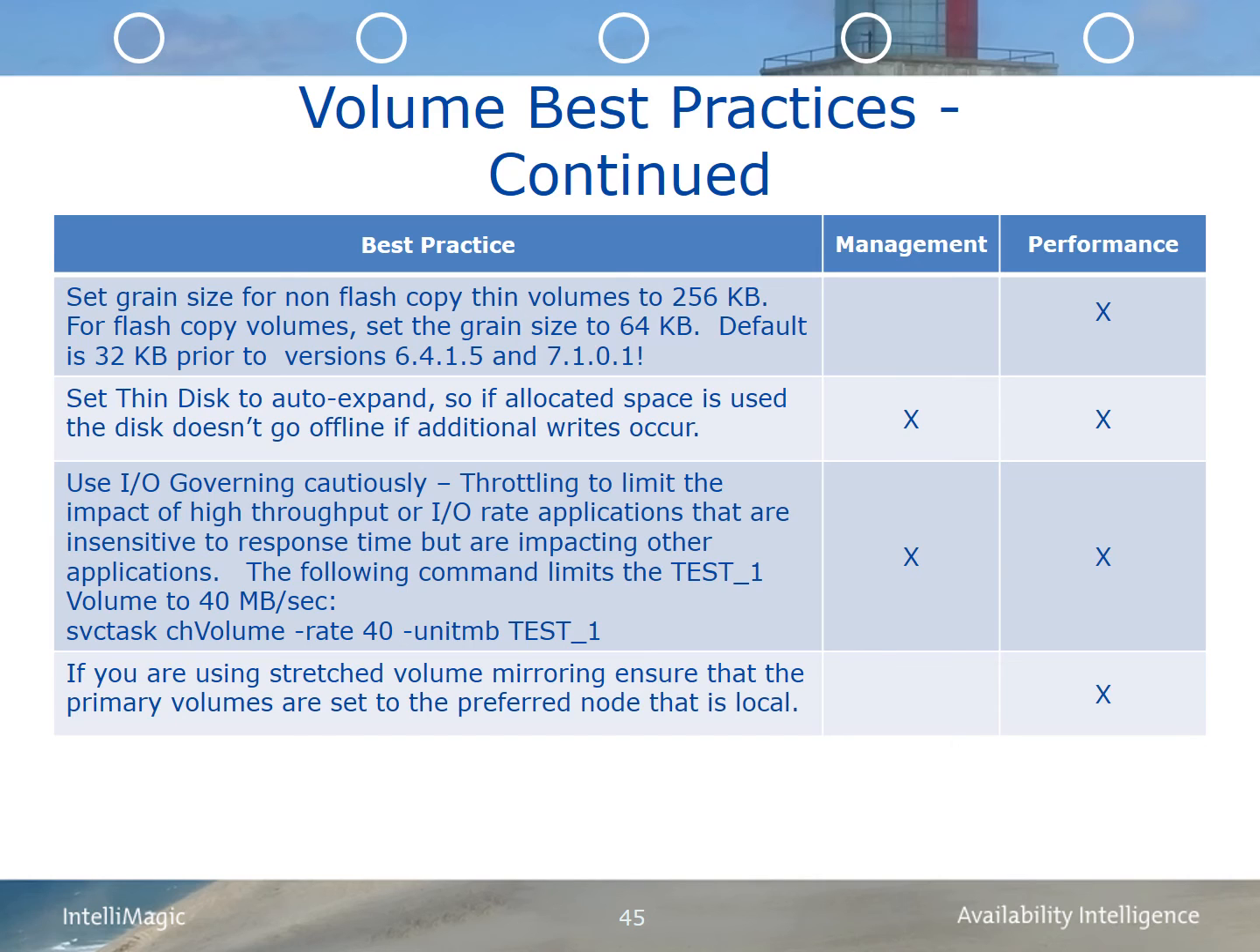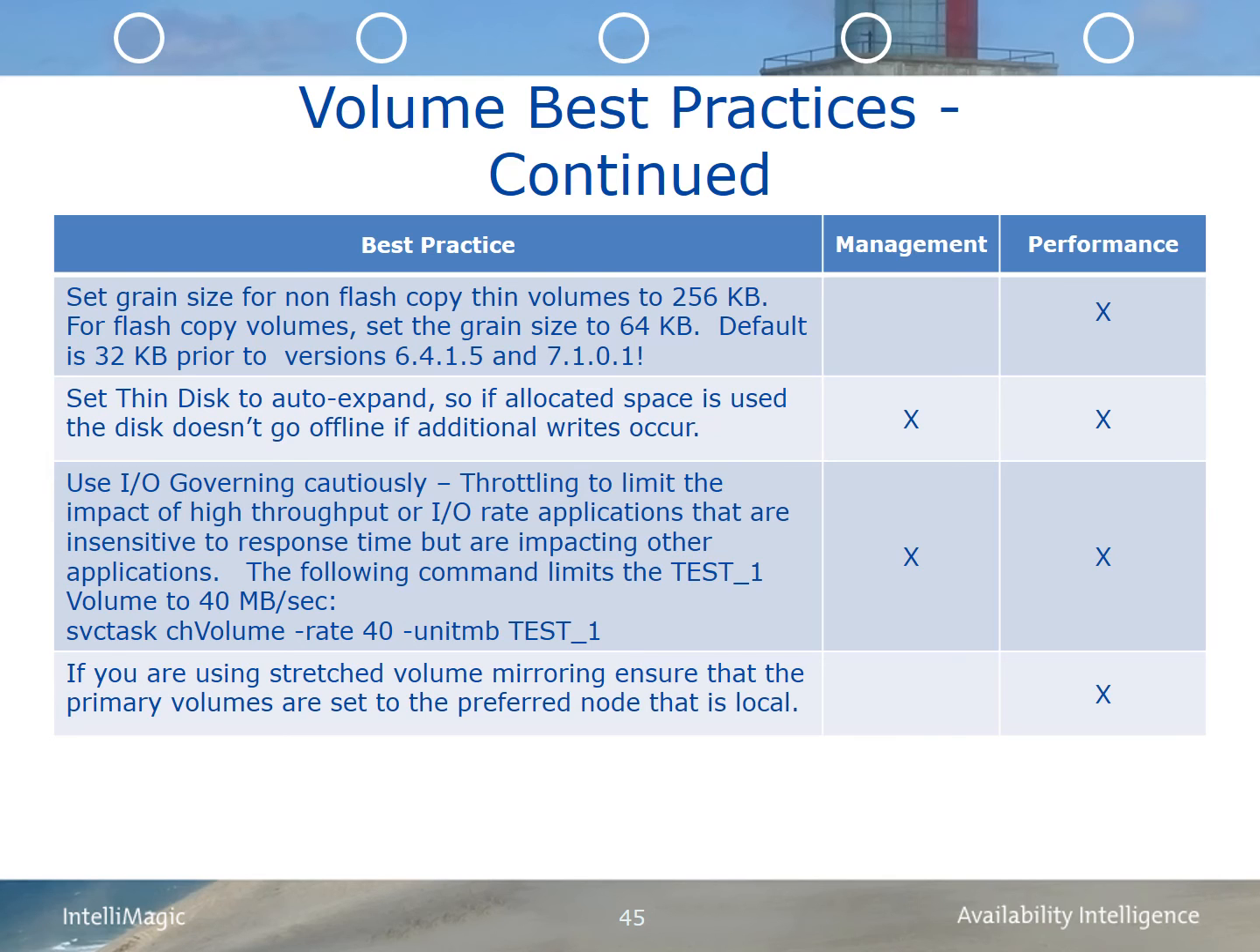Set thin disk to auto expand, so if allocated space is used, the disk doesn't go offline if additional writes occur. Use I/O governing cautiously. Throttling to limit the impact of high throughput or high I/O rate applications that are insensitive to response time but may be impacting other applications is a good tool, but it can also have negative consequences. So just make sure you understand what the high volumes are doing. It may be more important that they get optimized or tuned rather than limiting their throughput.